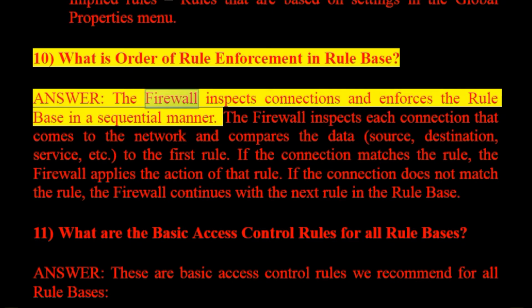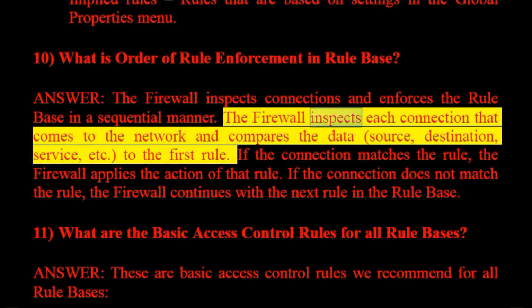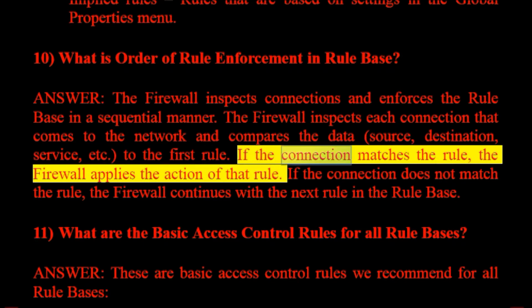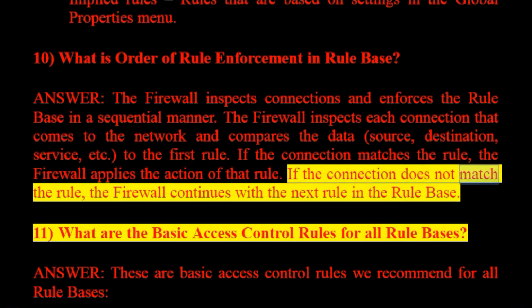Answer: The firewall inspects connections and enforces the rule base in a sequential manner. The firewall inspects each connection that comes to the network and compares the data, source, destination, service, etc., to the first rule. If the connection matches the rule, the firewall applies the action of that rule. If the connection does not match the rule, the firewall continues with the next rule in the rule base.